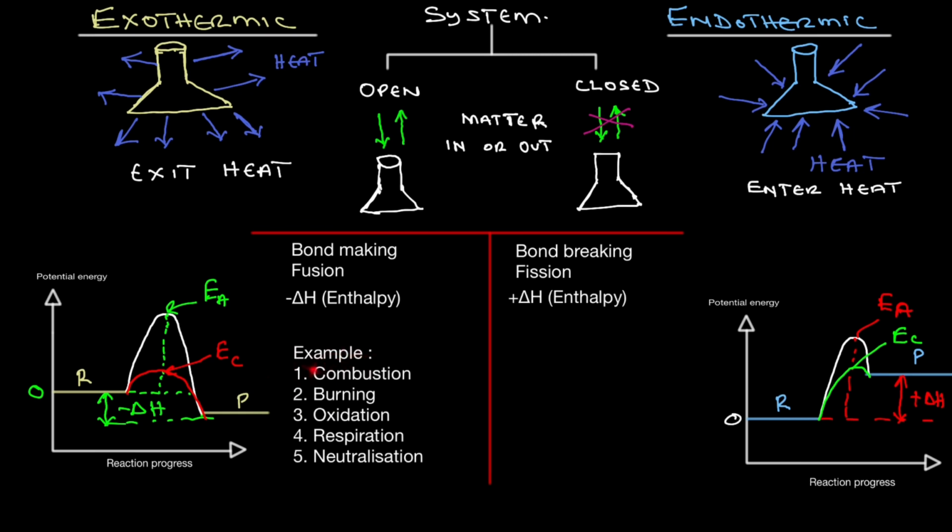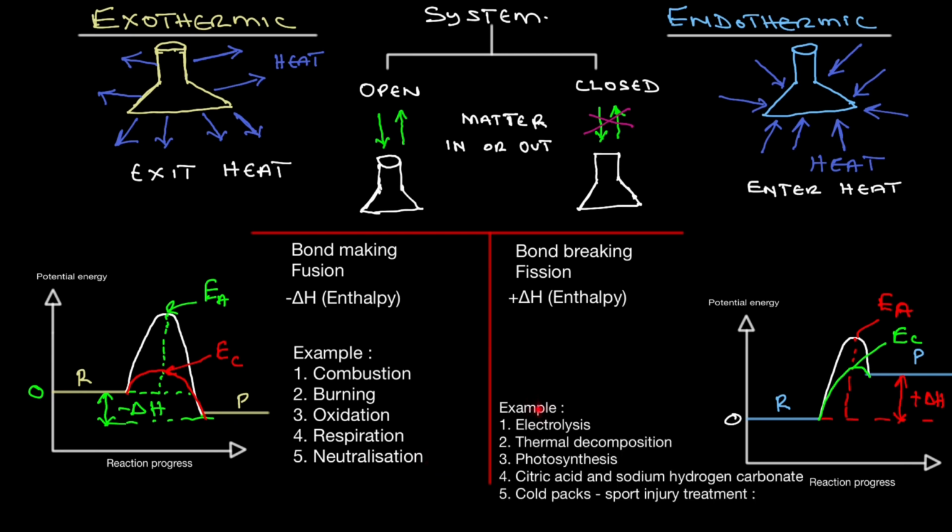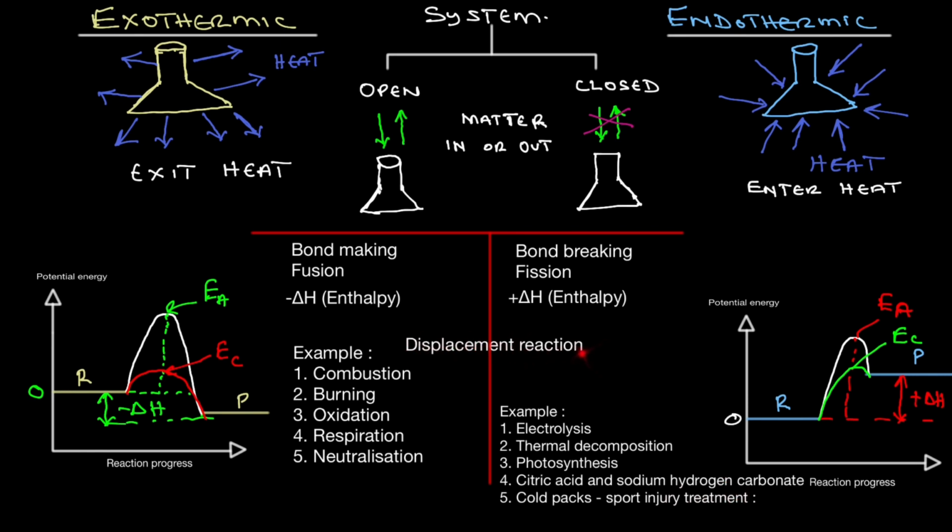Examples of exothermic reactions: 1. Combustion. 2. Burning. 3. Oxidation reaction. 4. Respiration. 5. Neutralization reaction. Examples of endothermic reactions: 1. Electrolysis. 2. Thermal decomposition. 3. Photosynthesis. 4. Citric acid and sodium hydrogen carbonate reaction. 5. Cold packs, spot injury treatment. A displacement reaction can be exothermic or endothermic.